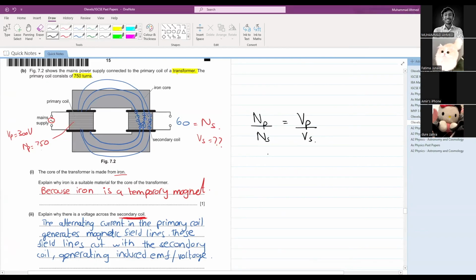What are the number of turns of the primary coil? 750. What are the number of turns of the secondary coil? 60. What is the primary voltage? 300. What is the secondary voltage? VS. Can you calculate VS? Yes. The zeros cancel out. VS comes out to be 300 into 6 divided by 75. Let's calculate it. This comes out to be 24 volts as your answer.